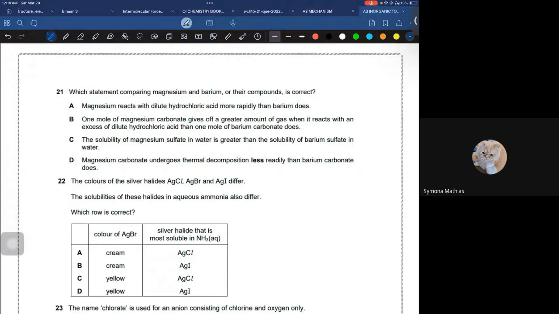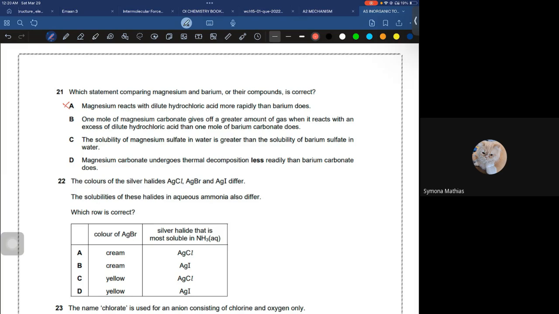Which statement comparing magnesium and barium or their compounds is correct? Option A, magnesium reacts with dilute hydrochloric acid more rapidly than barium. No, magnesium is less reactive, barium is more reactive. Down the group reactivity increases. Option A is incorrect. Option B, 1 mole of magnesium carbonate gives off a greater amount of gas with excess dilute hydrochloric acid than 1 mole of barium carbonate does. No, magnesium is less reactive, so it gives less CO2.